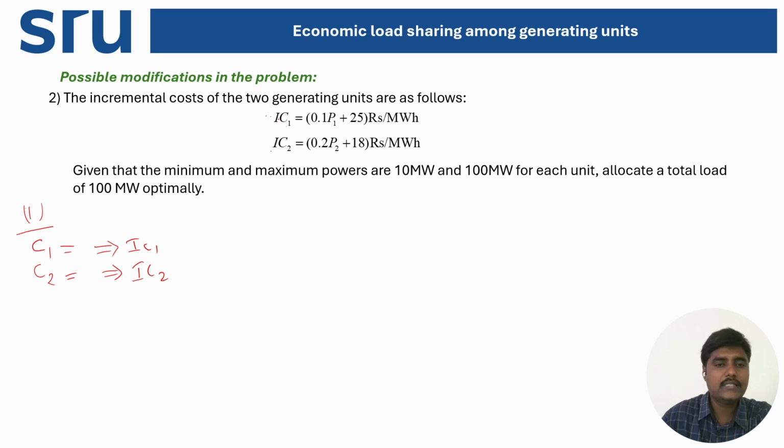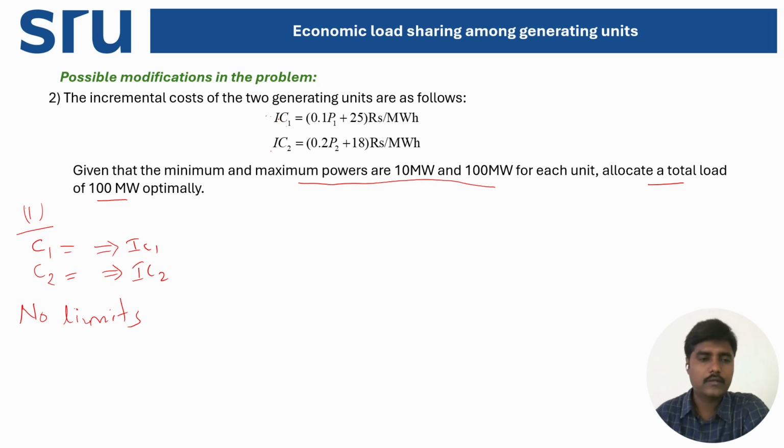And the second thing is, here the minimum and maximum power limits are given. Suppose in another case, there may not be any limits. So the limits may not be given sometimes. If that is the case, you need not worry about the P1 and P2 limits. Whatever values you get for P1 and P2, that itself will be the final values. That is another case. And here the total load demand of 100 megawatt is given.